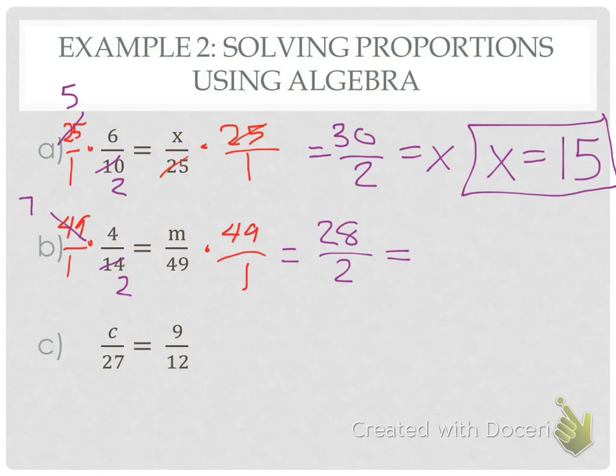Equals 14. Okay, so x equals 14. All right, hopefully you got that. But what if the variable is in the first ratio?